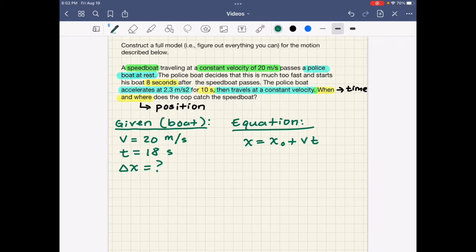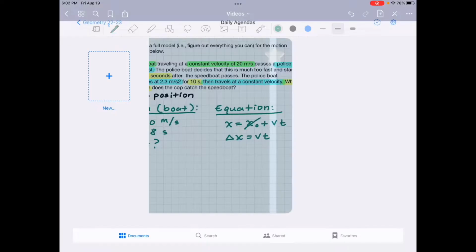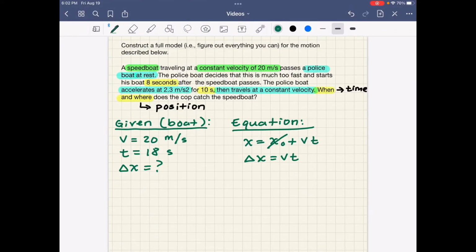I'm going to erase this. Basically, we would just subtract x naught from both sides. I'm going to erase it because I don't have that much space, right? And then we'll get delta x is equal to vt. Now, furthermore, we said that the initial position was 0, right? That's how we set it up. So this one would still cancel, and we end up with the same thing, right? Uh-oh, that was my bad. Sorry.